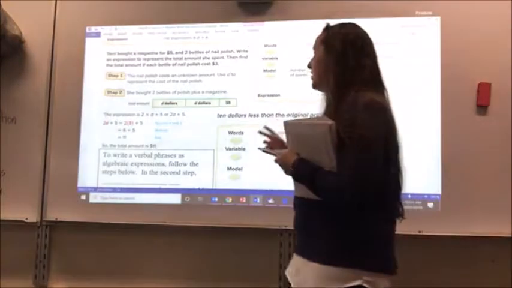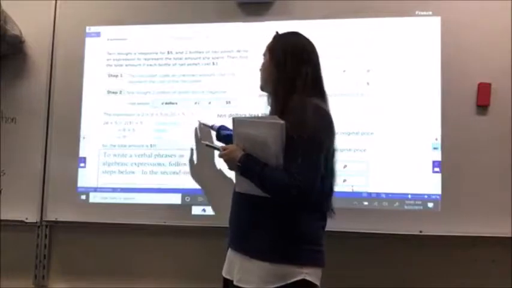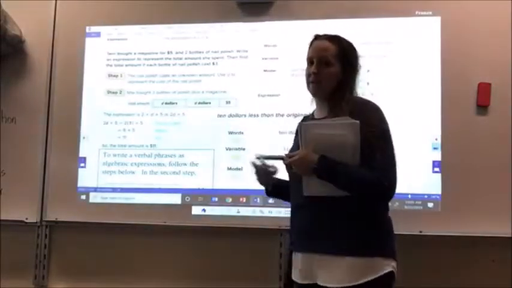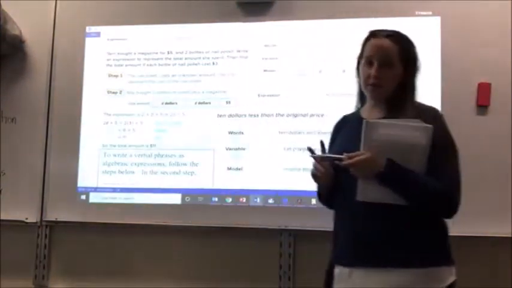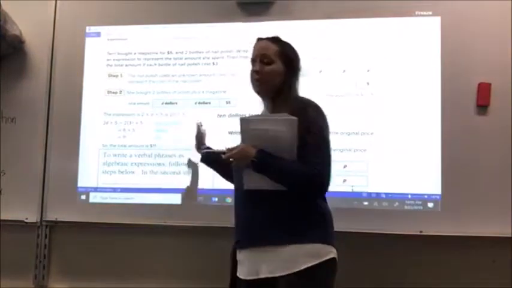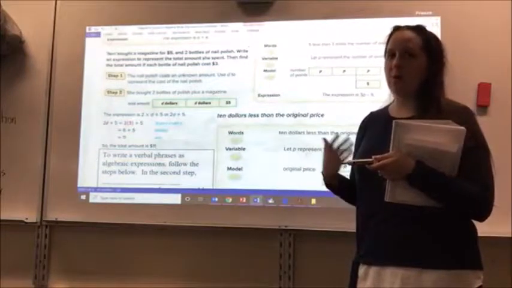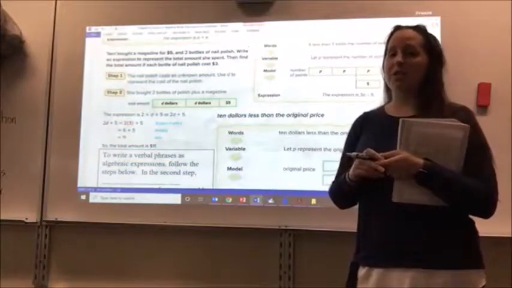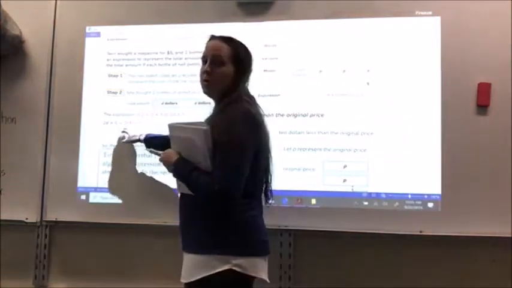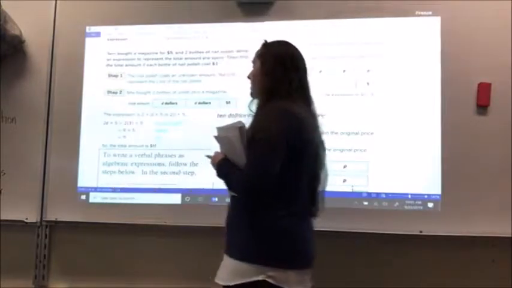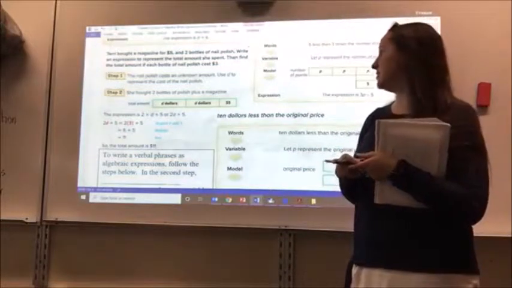So she bought 2 bottles of nail polish, so it's D, so here's D dollars plus $5, because she bought a magazine for $5. So my expression is 2 times D, because she bought 2 bottles of nail polish, plus 5, or 2D plus 5. Now we want to replace D, our variable, with the number 3, since that's how much each of the nail polishes cost. So 2 times 3 plus 5. So 2 times 3 is 6. 6 plus 5 is 11. So she spent a total of $11 on nail polish and the magazine.